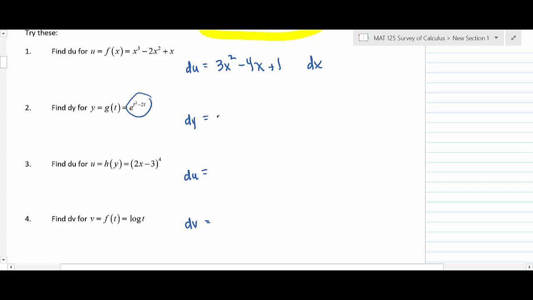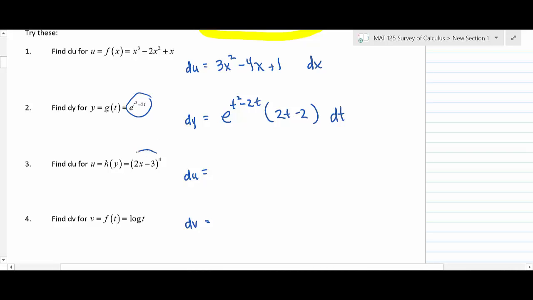Okay, it's itself. e to the t squared minus 2t. Then what? Then you got to do the derivative of the exponent. Derivative of the exponent is 2t minus 2. And what goes at the end? dt. Okay, just got to add that extra piece to it. Okay, you already know how to do the derivatives.